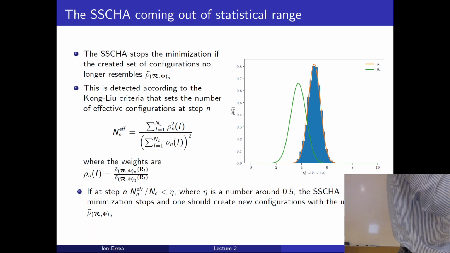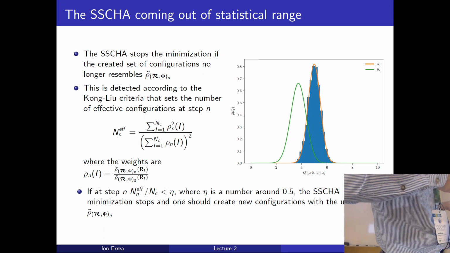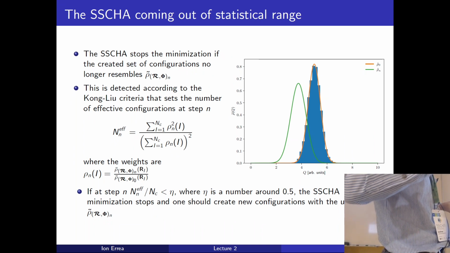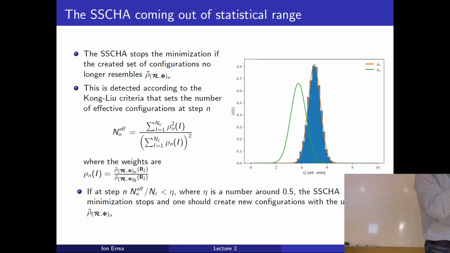We do that with this Kong-Liu criterion. It basically tells us how many configurations from the ensemble that we created are still able to describe the system. So this is a ratio, described by this equation. Our criterion normally is that when the ratio between the number of effective configurations according to this criterion, divided by the total number of configurations that we created, is smaller than a given number, we stop the minimization. The code will tell you your statistics are bad. I stop because I'm out of the statistical criterion. Somehow the reweighting scheme that we are using is not valid any longer, so we need to start again.